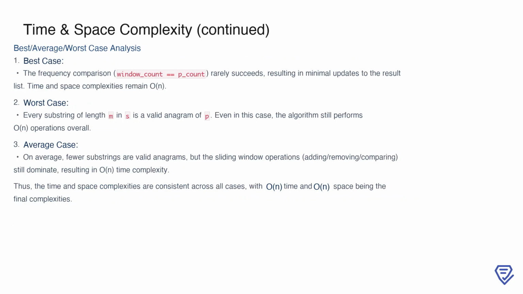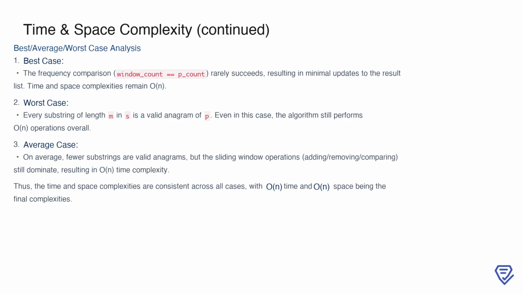Finally, let's analyze the performance across different scenarios. In the best case, the frequency counters rarely match, meaning there are minimal updates to the result list. Even in this scenario, the algorithm still completes in O(n) time. In the worst case, every substring of length m in S is a valid anagram of P. Despite this, the sliding window approach ensures that the algorithm still operates in O(n) time overall.